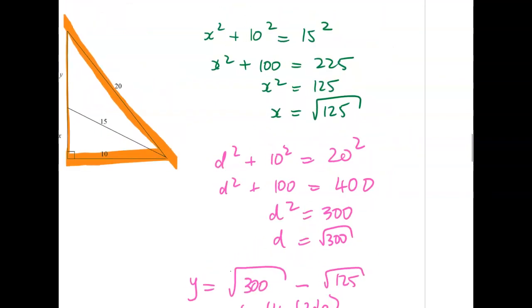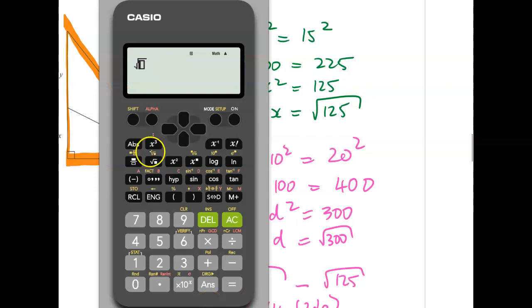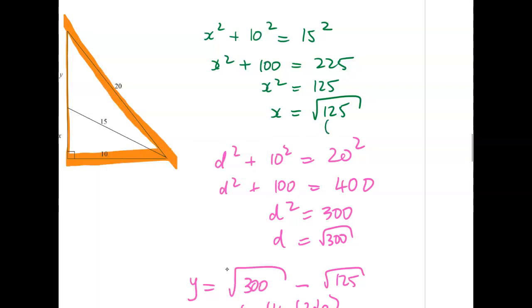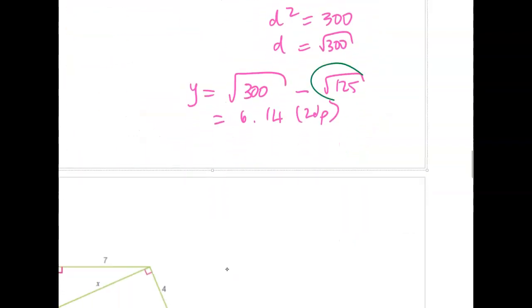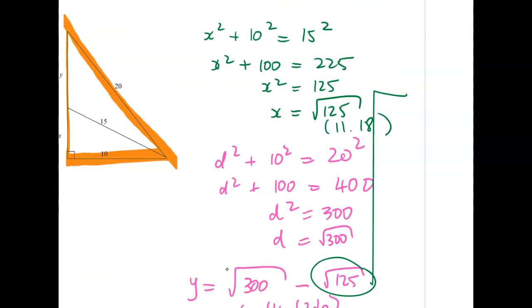Now with x, because it is a particular side length we do want to find, we could then actually work that out so we can interpret it a little bit more. It's a lot easier to know about how long 11.18 is compared to the square root of 125. But always try and be exact. Try and keep this. Whoops, something's going wrong with this OneNote.